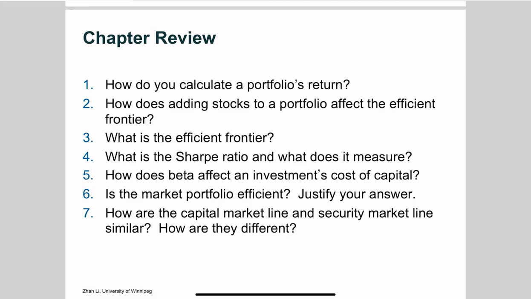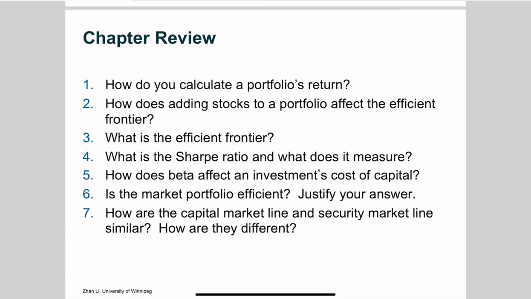Okay, this is for week 3 Thursday class. So we finished the second chapter. We basically talked about efficient portfolio, efficient frontier, and after talking about these two things, we introduced this capital asset pricing model, which is based on the assumption that the market portfolio is the efficient portfolio. So now let's summarize this chapter by using this chapter review.